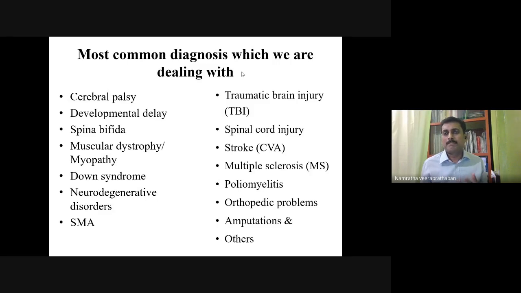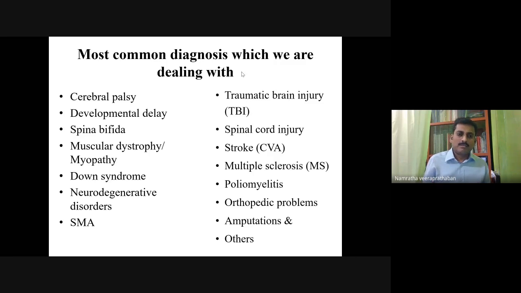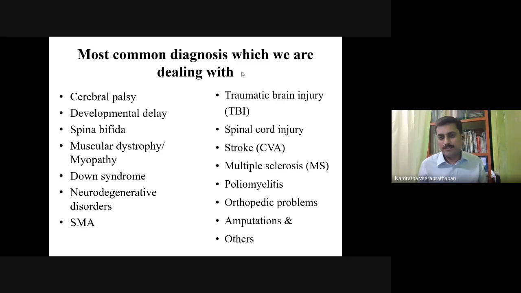For example, renal disease, heart problems, OA, and low back pain, cervical spondylosis. All those things come under the others category as well. So the most common diagnosis we deal with is mostly CP, and if you take adult patients, we are dealing with spinal cord injury, MS, and all those diagnoses.